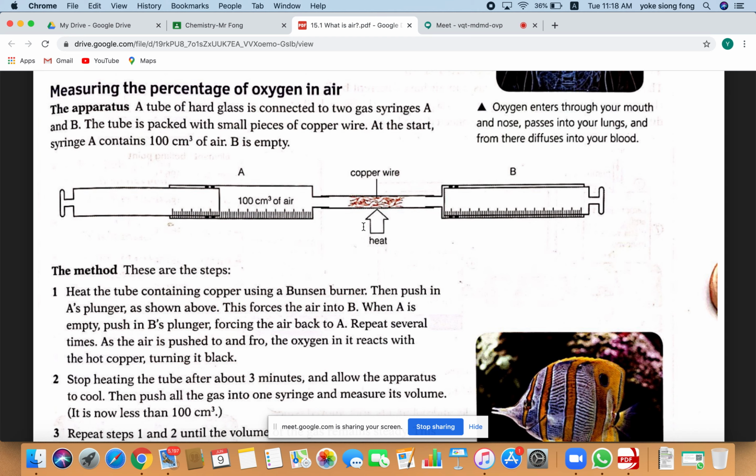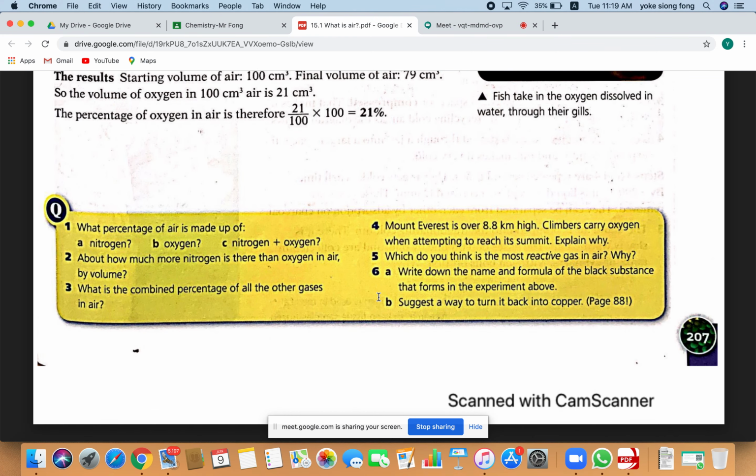So if Cu, copper, reacts with oxygen, burning, plus oxygen, what we get is copper oxide, or copper 2 oxide. What is the color of copper 2 oxide? Is it black powder? They ask you about the black substance that forms in the experiment. Copper plus oxygen means burning must involve oxygen. You burn the copper and it becomes copper 2 oxide. So the black thing is copper 2 oxide. Number 6, the answer is copper 2 oxide.